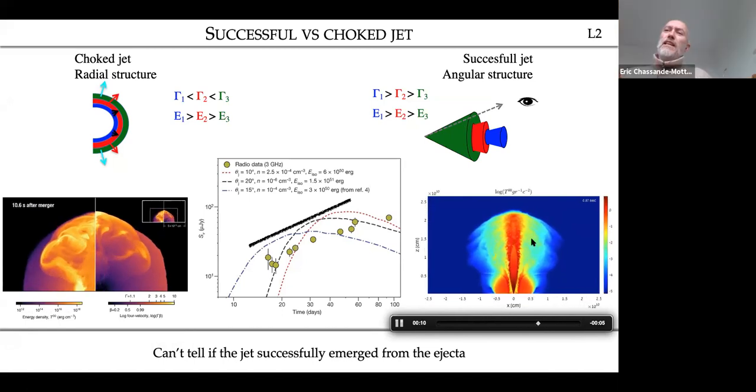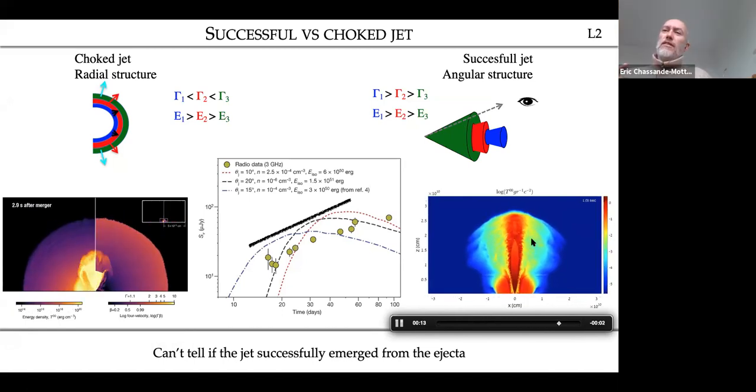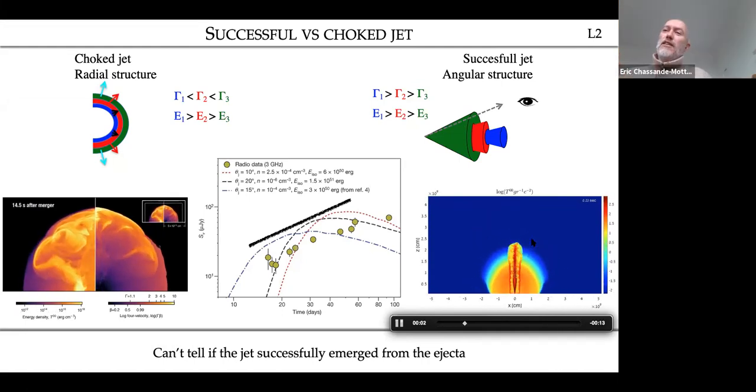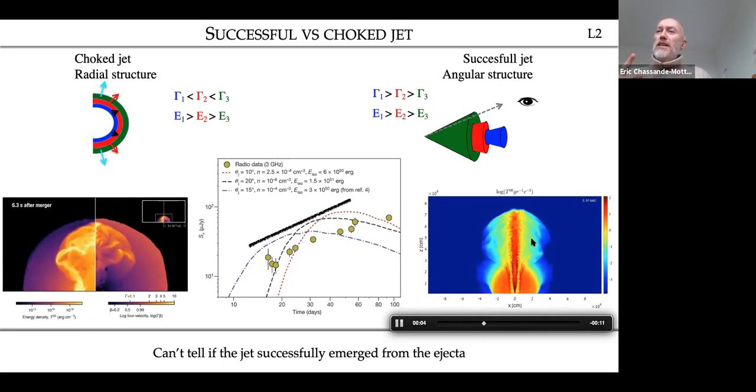Right. So you're saying that if there is a trace, it's definitely not in the prompt emission. The timescales are not matching.